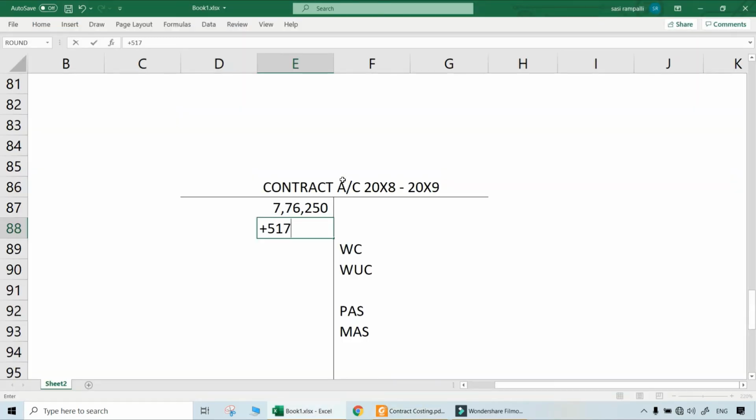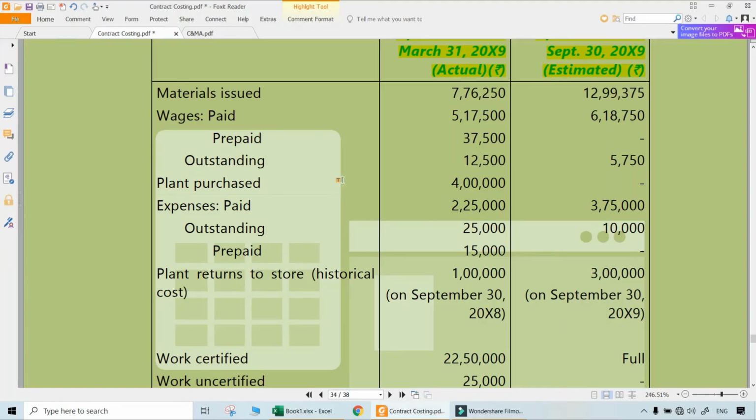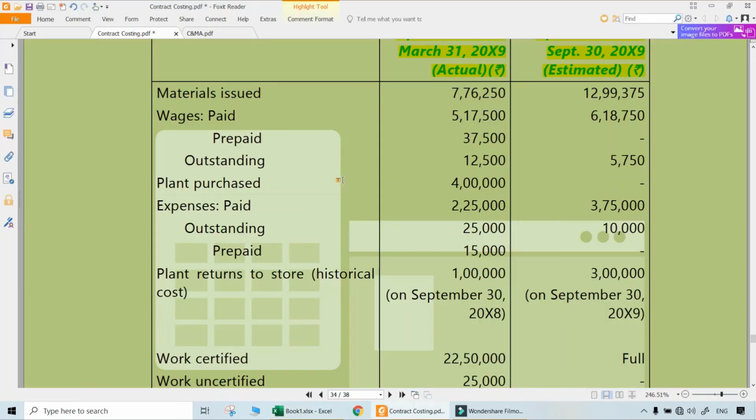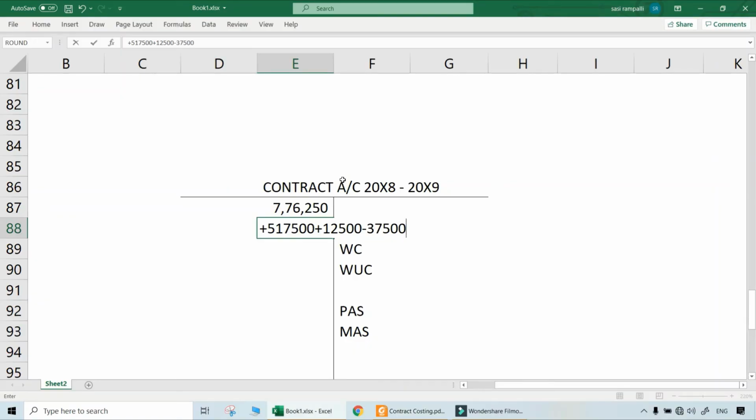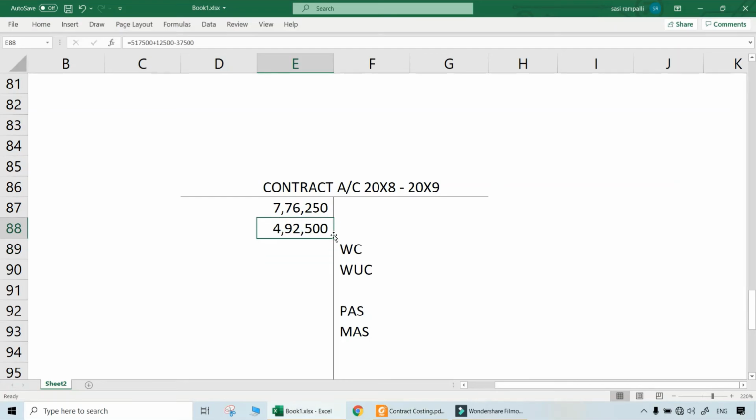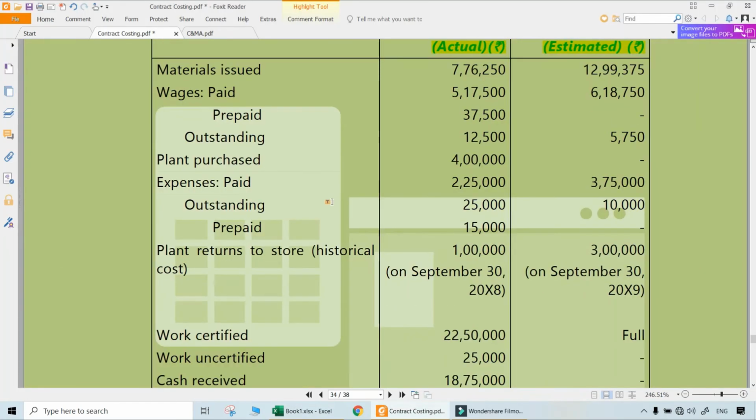So, but the point is adjustment. What is adjustment? 517,500 plus 12,500 minus 37,500. Add outstanding, deduct prepaid. That gives the wages incurred actually during this period, because we are preparing a contract account for a period, not for the contract as a whole. For the period of 2008-9 year, we are preparing this. In that period, wages incurred is only this much, 492,500.